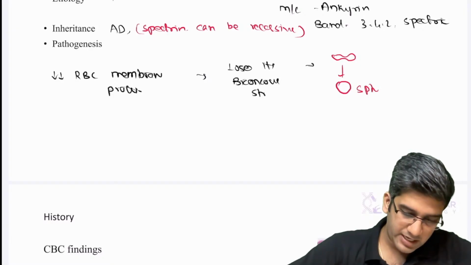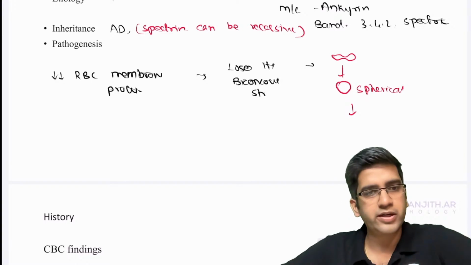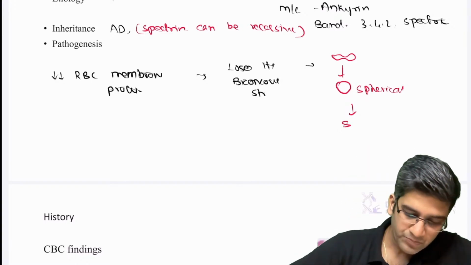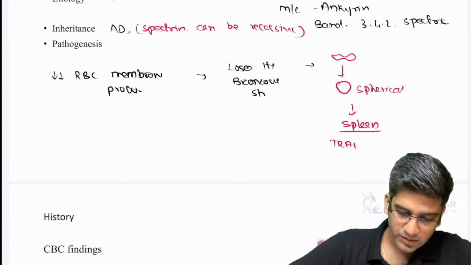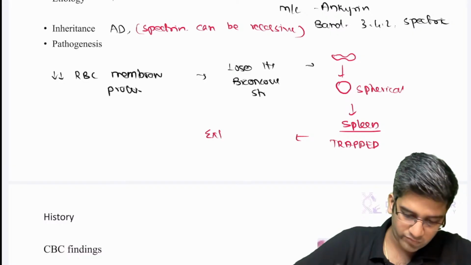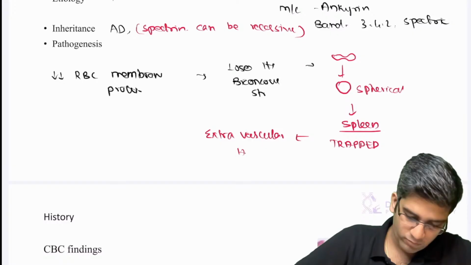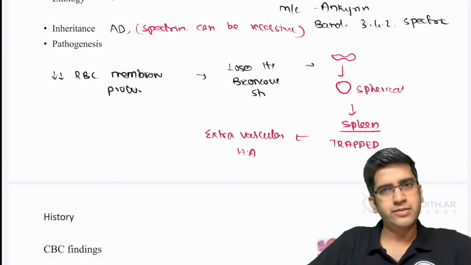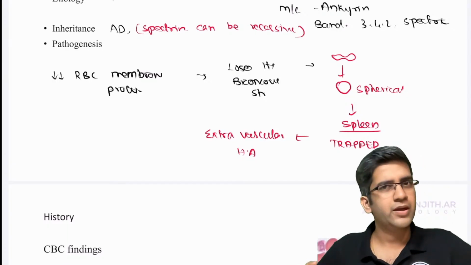When this spherical RBC goes through the spleen, it gets trapped in the spleen, and once trapped, by default it will be destroyed by the macrophages, the littoral cells, resulting in extravascular hemolytic anemia, right? A simple case of extravascular hemolytic anemia. That's what happens in the pathogenesis of HS. This is more than enough.